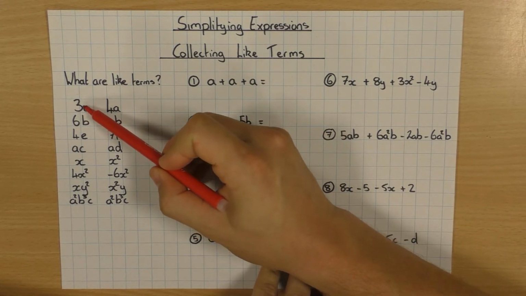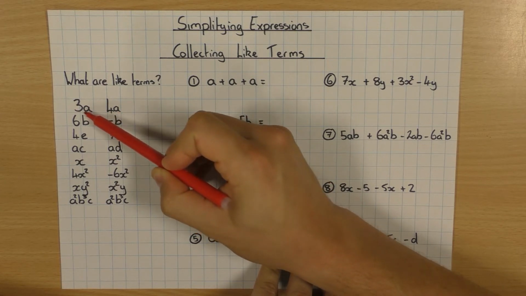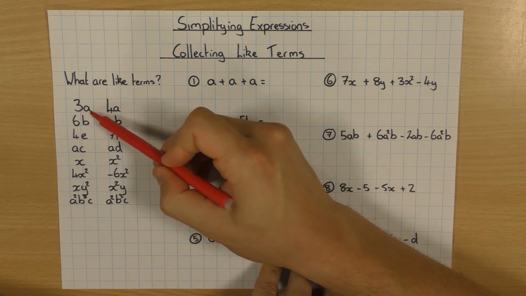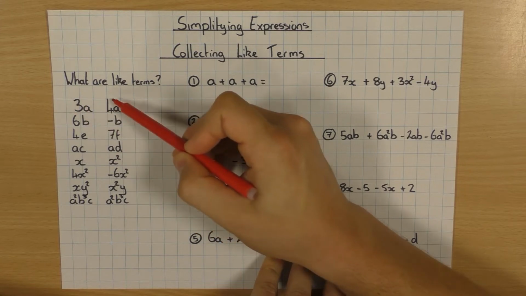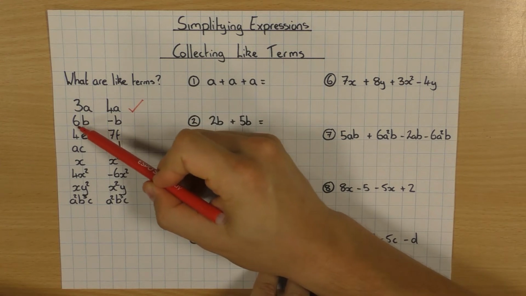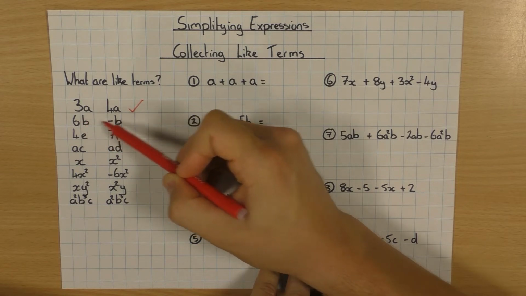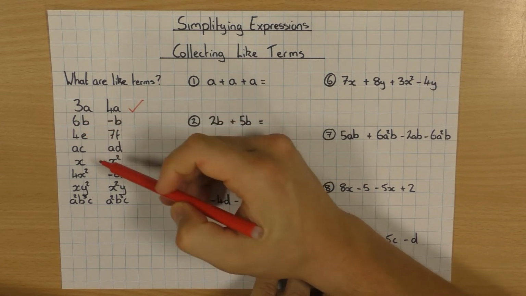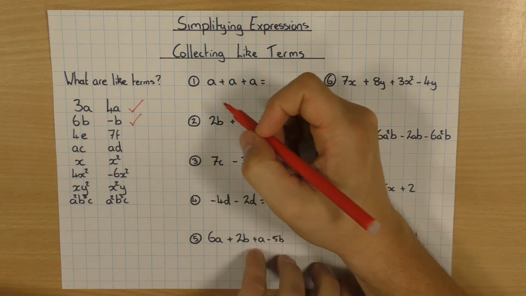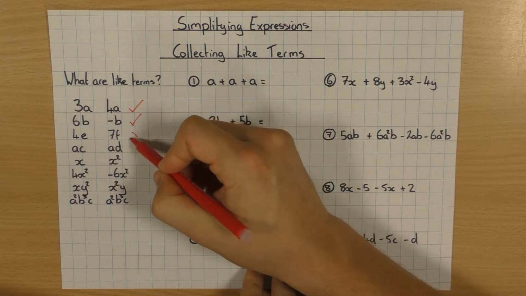So for example, we are only going to be looking at the variables, and when I say variable I mean the letters. So I'm just looking at the letters here and I'm asking myself, are they exactly the same? Well, I've got an A here and an A here. So 3A and 4A, they are like terms. This one here, I've got a 6B and a minus B. I'm only going to focus on the letter, or the variable, which is B, and B. Don't care about the minus, don't care about the 6. The B's are the same, so these are like terms. 4E and 7F, just going to look at the letters. E and F, nope, obviously different.